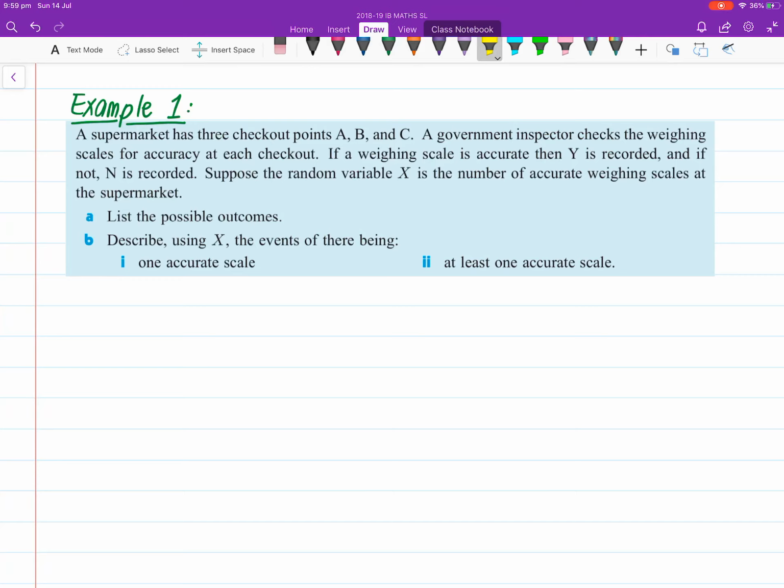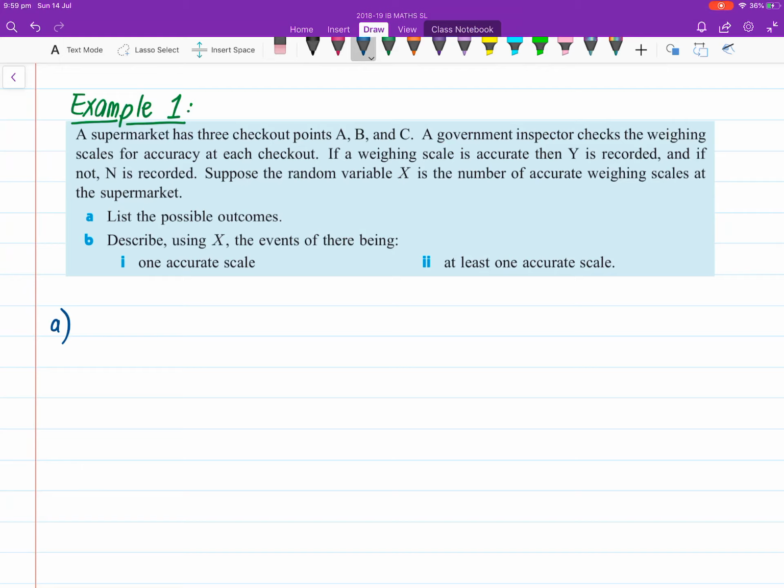Let's do one. So say a supermarket has 3 checkout points, A, B, and C. A government inspector checks the weighing scales for accuracy at each checkout. If a weighing scale is accurate, then Y is recorded. Maybe think of Y as yes, so yes, it's accurate, it's recorded. And if not, N is recorded, N for no. Suppose the random variable X is the number of accurate weighing scales at the supermarket. Question A, list the possible outcomes.